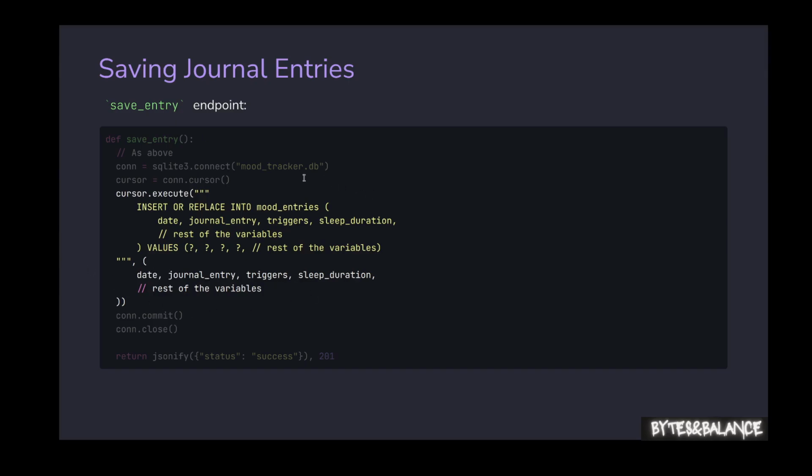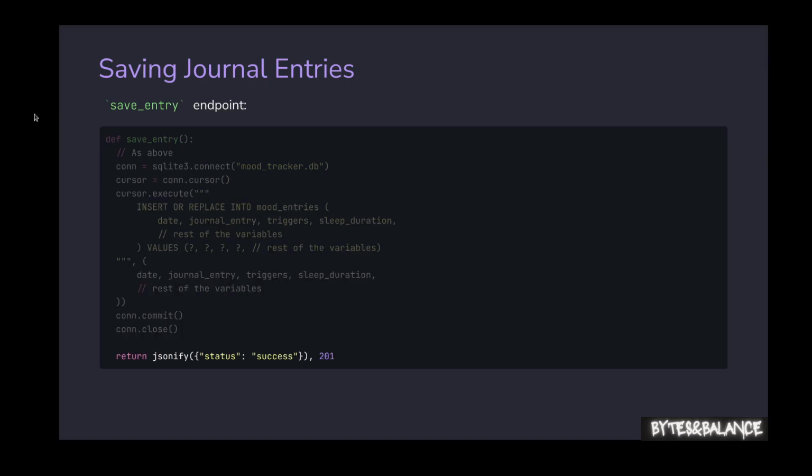And as we've seen before, then we have to commit our changes and close the database. And the last part, which is important, we need to return a success message in JSON format. This lets the user know that the entry has been saved or updated successfully. And we handle saving or updating entries in our database in a way that will make sure our mood tracking information is always up to date.